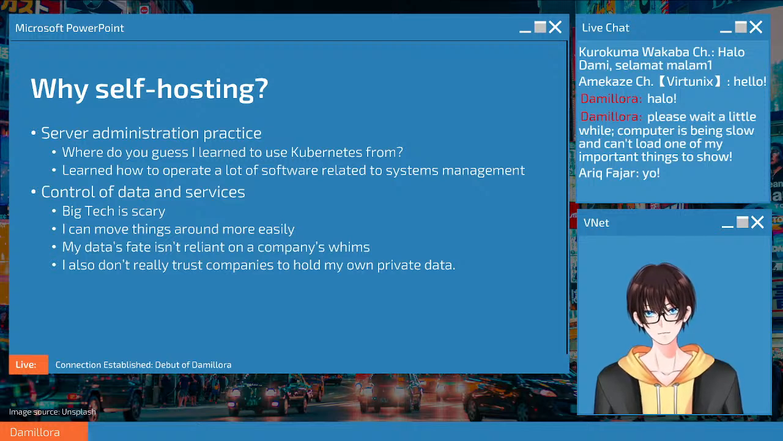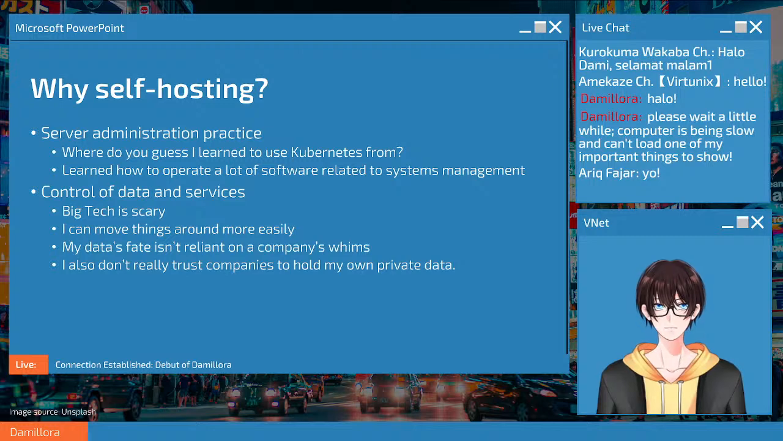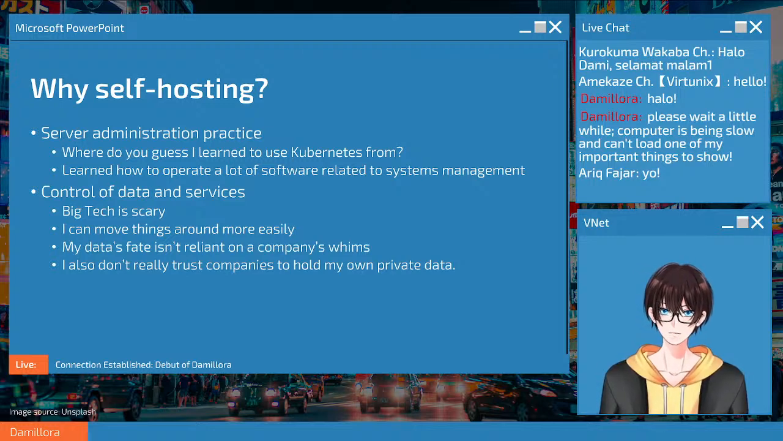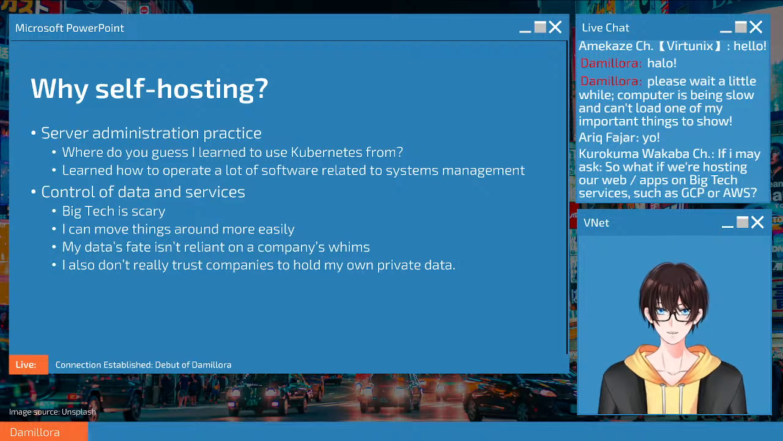And that's the reason I also host my own video website so that I could archive my streams and videos. And then finally, I also don't really trust companies to hold my own private data. Again, I don't want Google, for example, to know what I do on the internet.